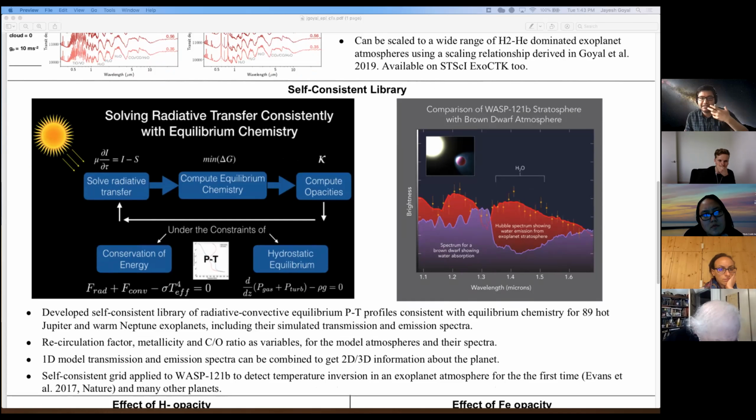In this way, we applied this library to many different planets in between, and many different species were detected. We were able to constrain the thermal structure, and much more could be done in the near future.